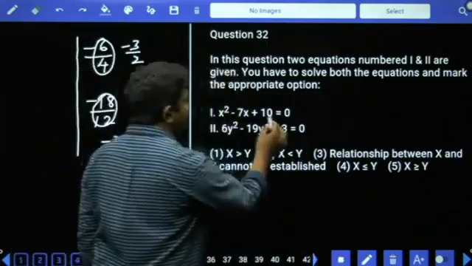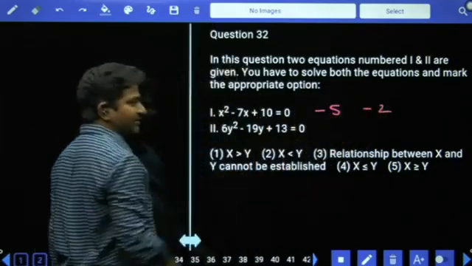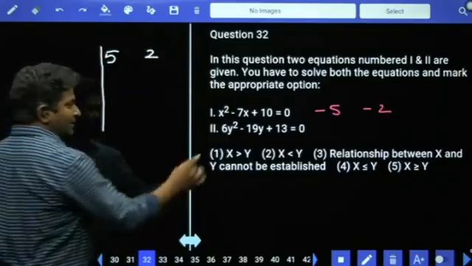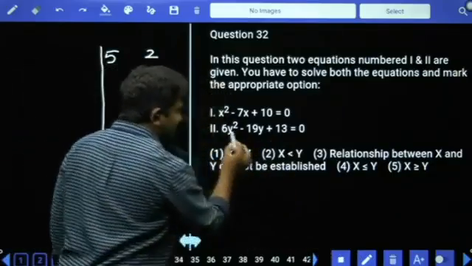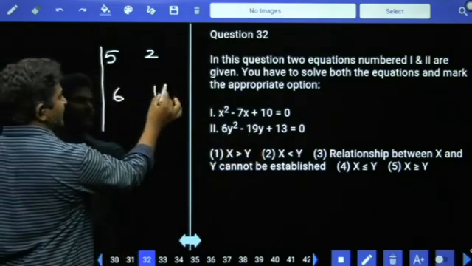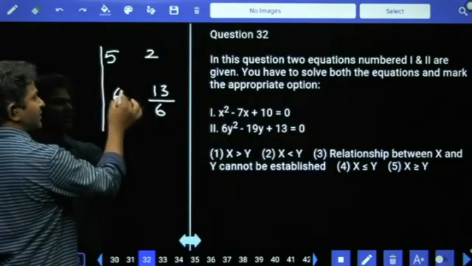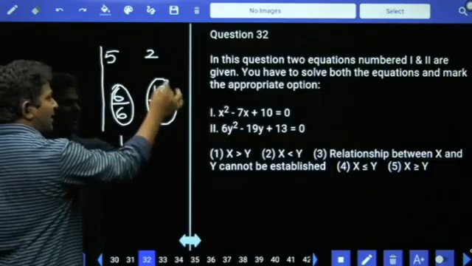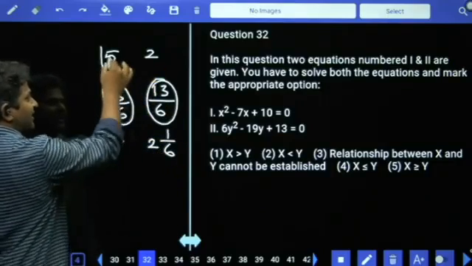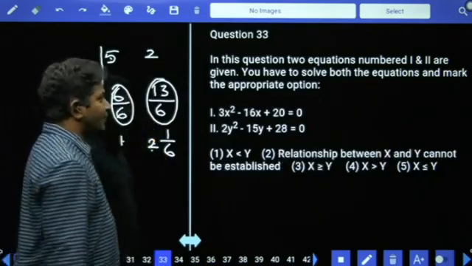And then 10 we have. 10 can be written as 5 into 2, minus 5 minus 2, that is minus 7. Factors are plus 5 plus 2. 6 and 13: minus 6 minus 13, that is minus 19. Factors are plus 6 plus 13 divided by the coefficient of y square, that is equal to 6. This is 1, and this is 1 by 6. x greater than y. There is only one condition, x greater.